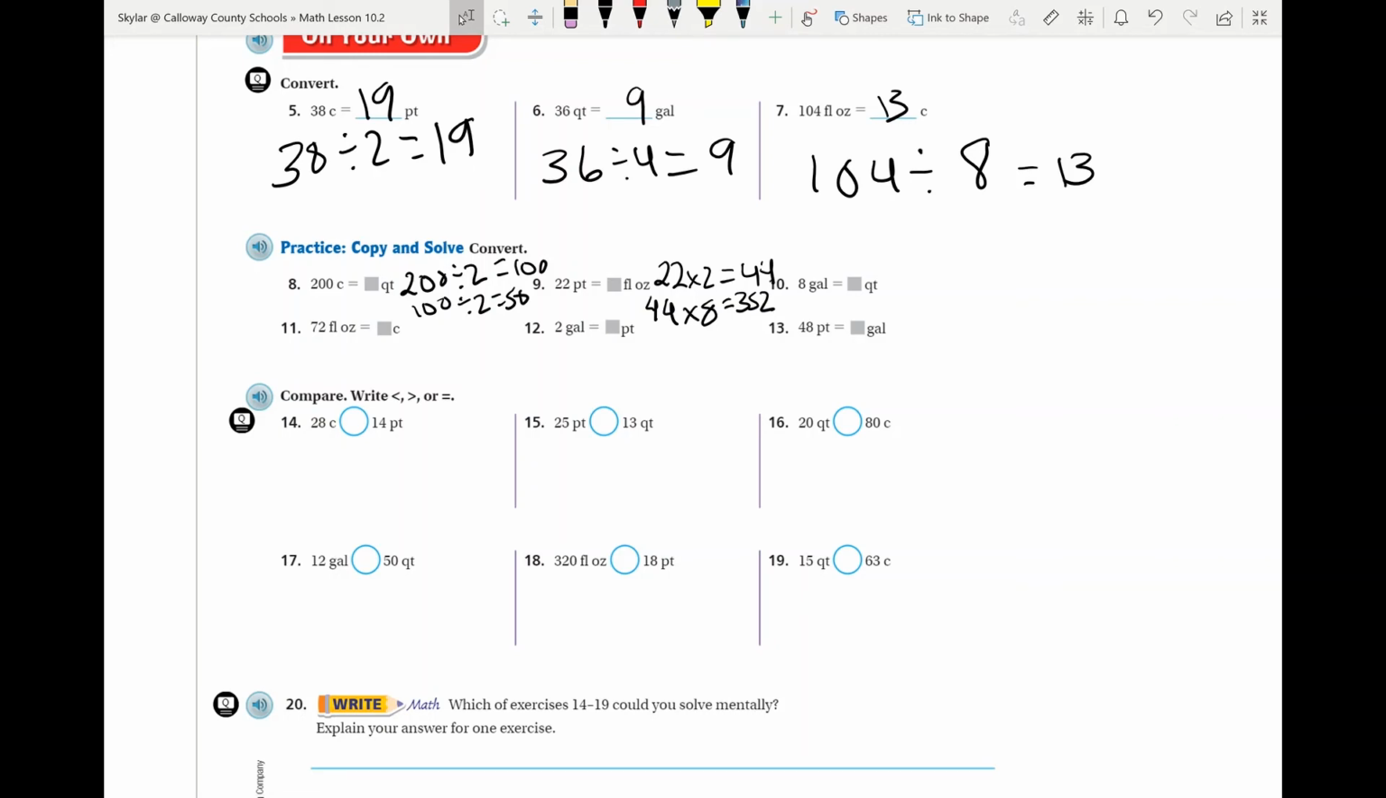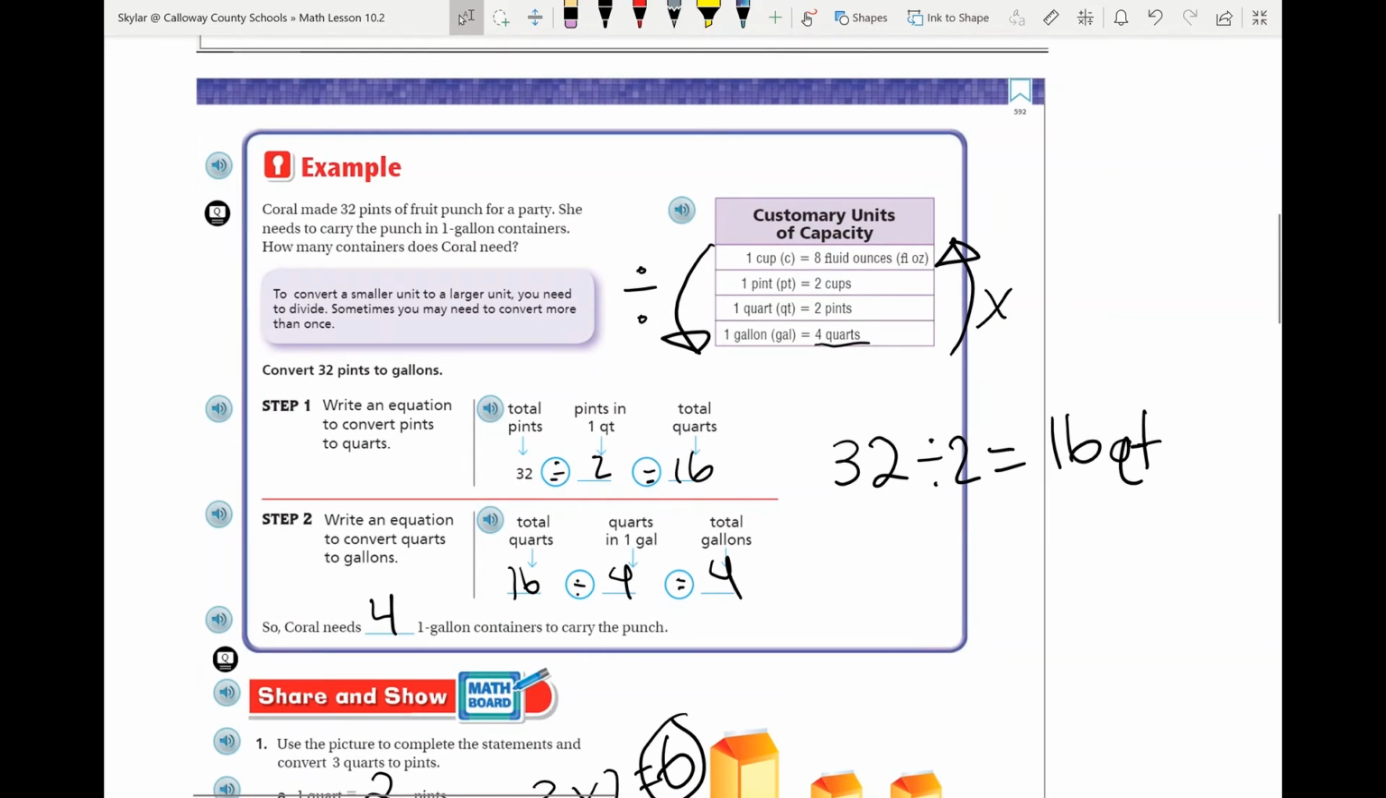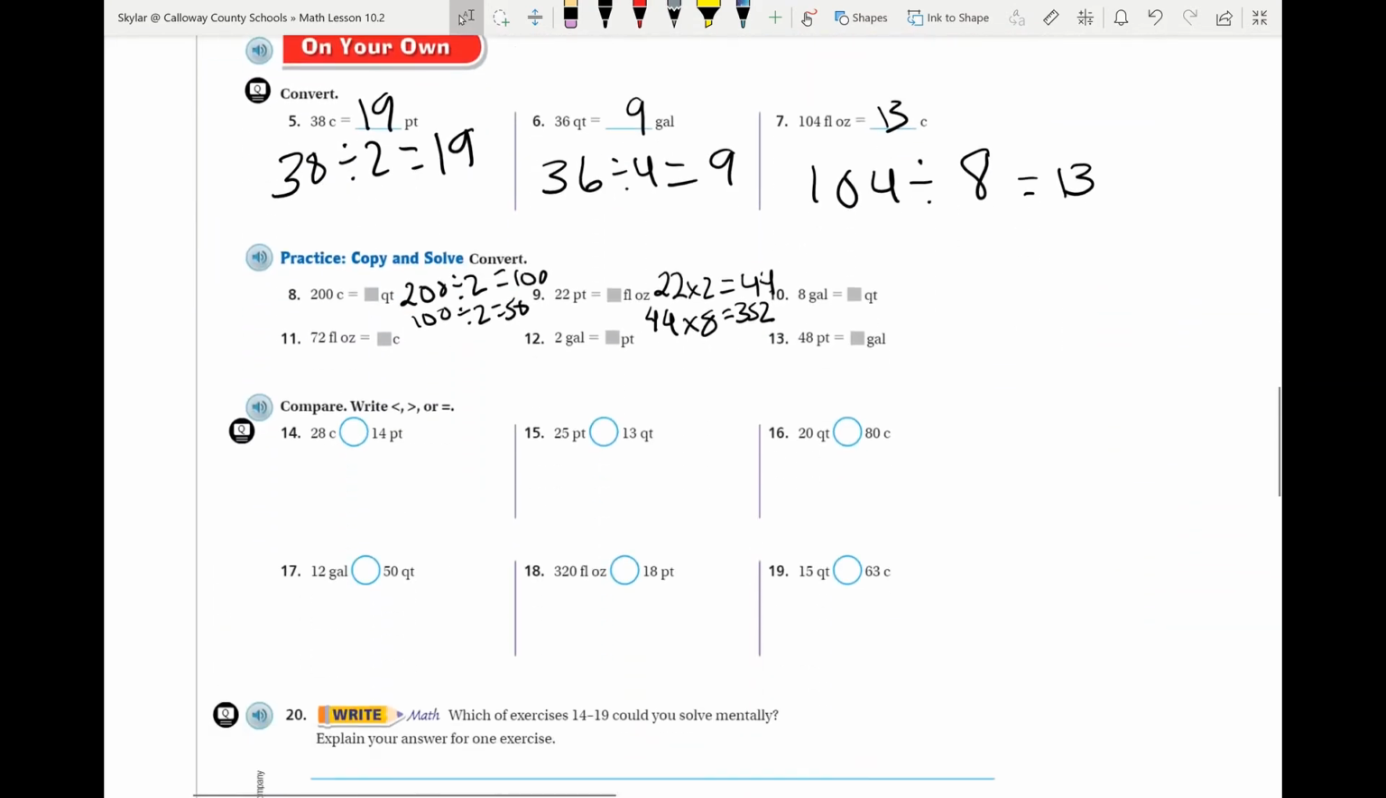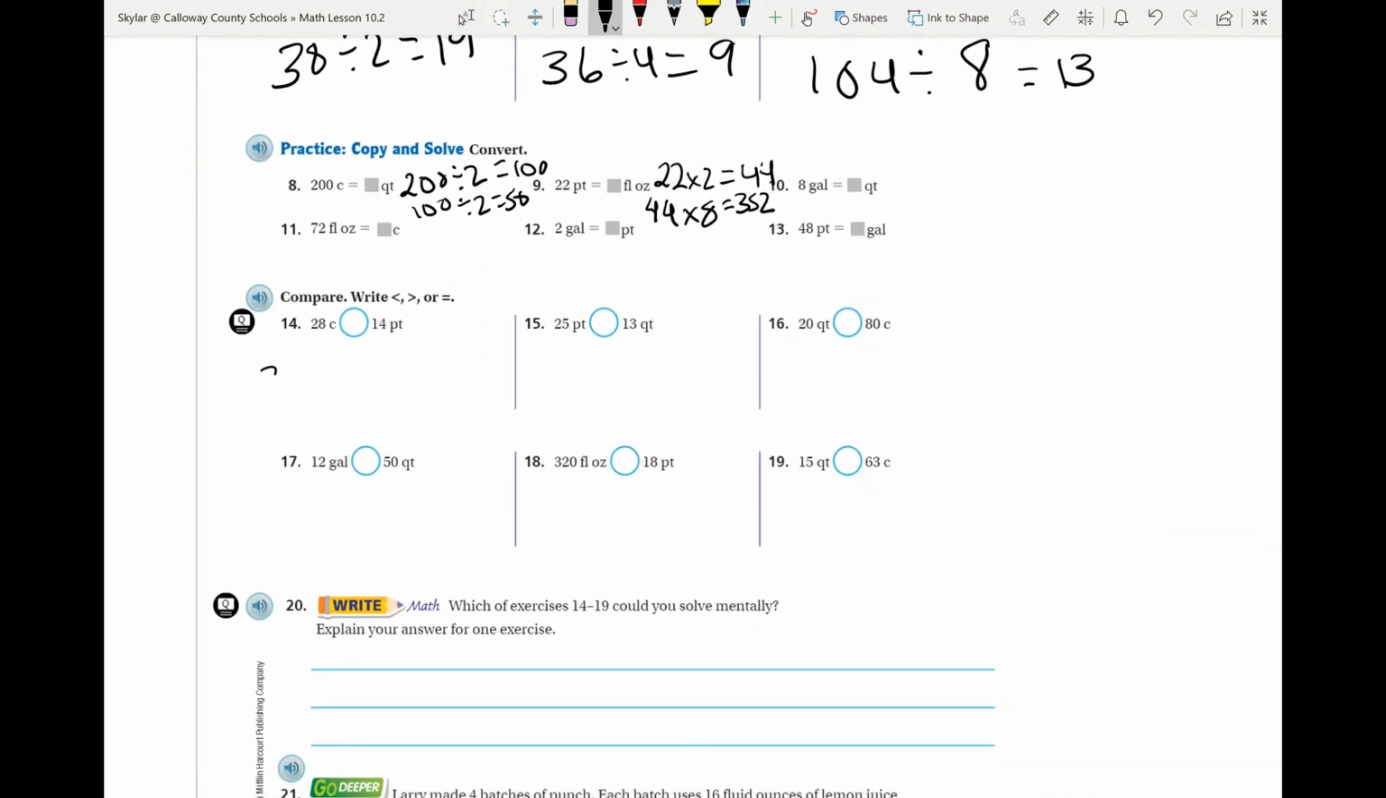Whenever you're comparing two like this, what I would really recommend you do is you take the bigger unit and turn it into a smaller unit. So in this case, we've got cups. And if you go up here, cup to pint, there's 2 cups in a pint. So 28 divided by 2 equals 14. Looks like we are equal today, brother.